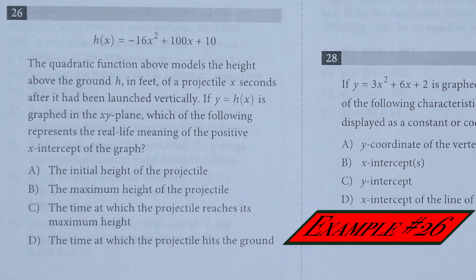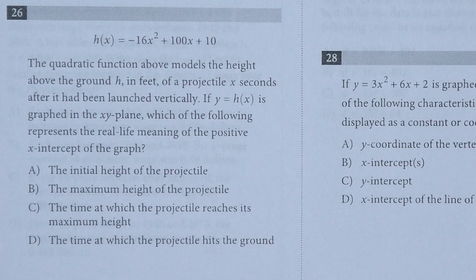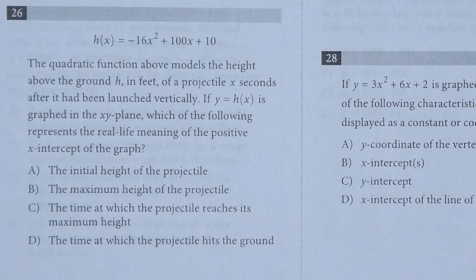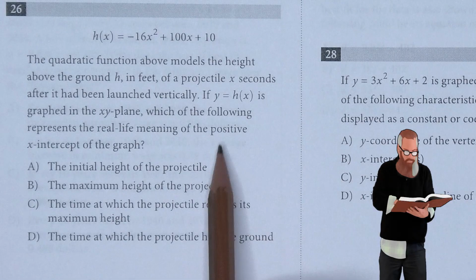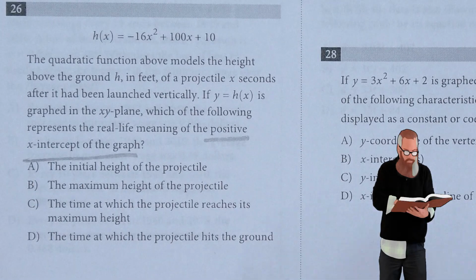The quadratic function above models the height above the ground h in feet of a projectile x seconds after it has been launched vertically. If y is equal to h(x) is graphed on the xy plane, which of the following represents the real-life meaning of the positive x-intercept of the graph? So the whole thing is about this positive x-intercept of the graph.